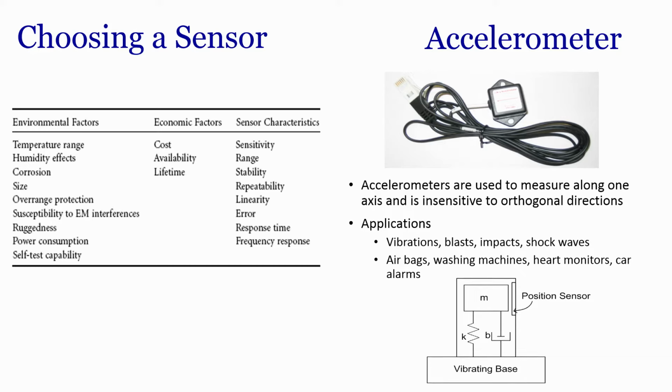If we talk about environmental factors, what are the factors that we have to consider? For example, what is the temperature range, how the humidity will affect the sensor, what kind of corrosion is there, what is the size of the measurement, overrange protection, susceptibility to electromagnetic interference, that is called EM interference, ruggedness, how rugged your device is, and power consumption: is the sensor capable of using a small amount of power? Power consumption is very important. Then self-test capability, repeatability, right, a lot of things come under environmental factors.